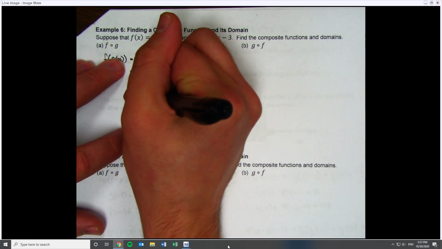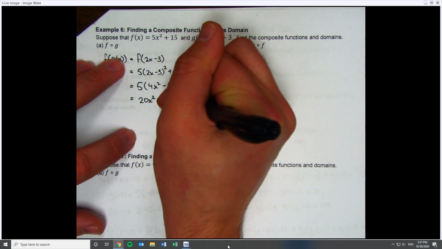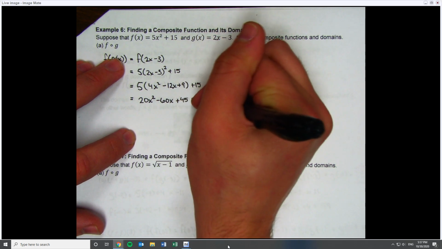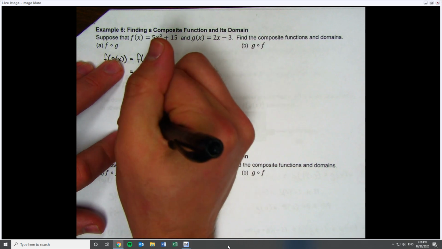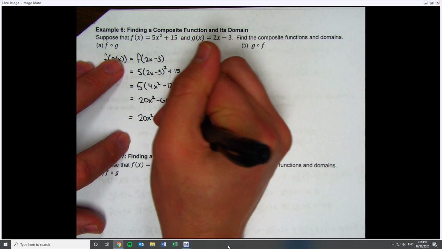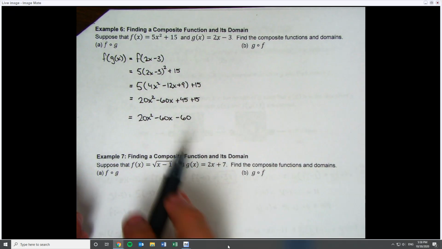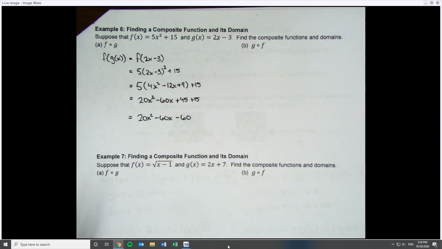Now at this point, I need to distribute my 5. That's going to give me 20x squared minus 60x plus 45 plus 15. The last thing I need to do is combine these terms, and I get 20x squared minus 60x minus 60. This is the function version of that. Now, at this point, you might be wondering, why did we just go through all the headache of doing this?